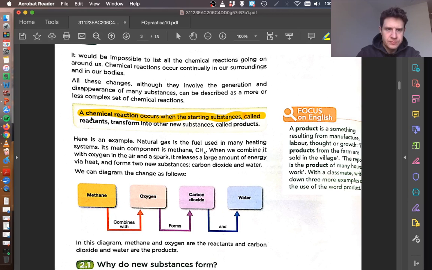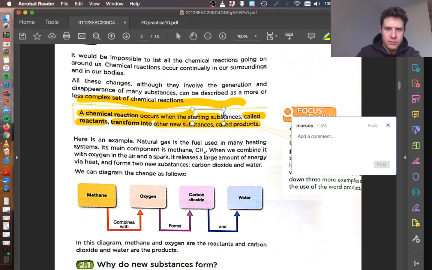called reactants, transform into other substances called products. Okay, good. That's the definition.